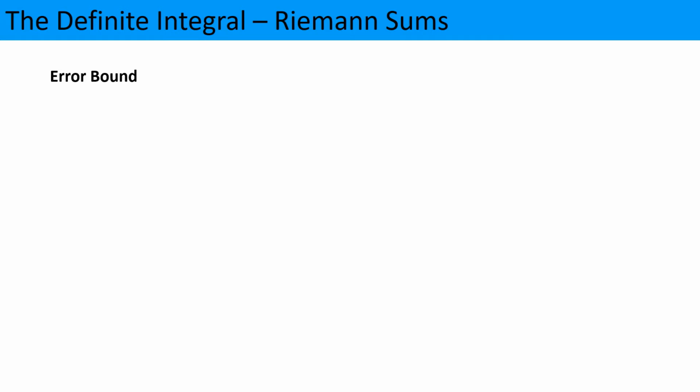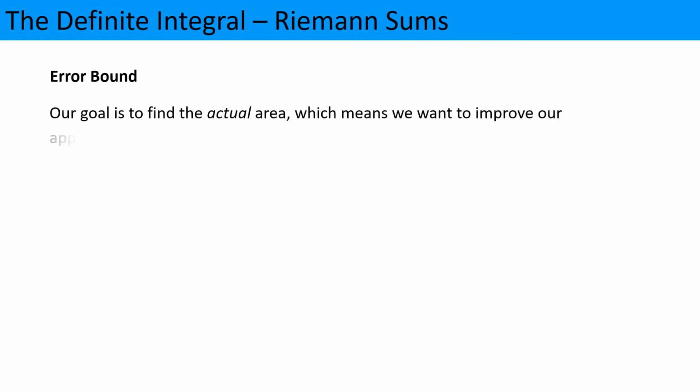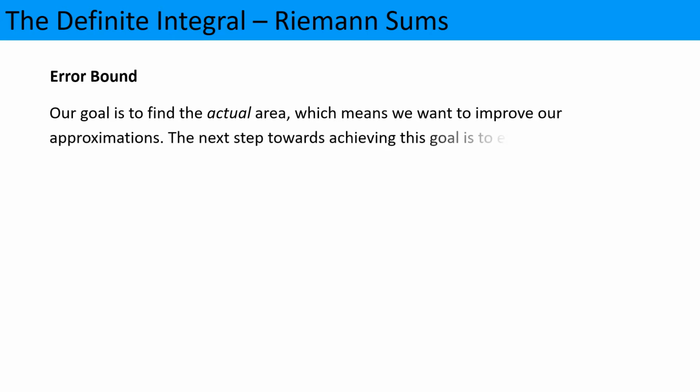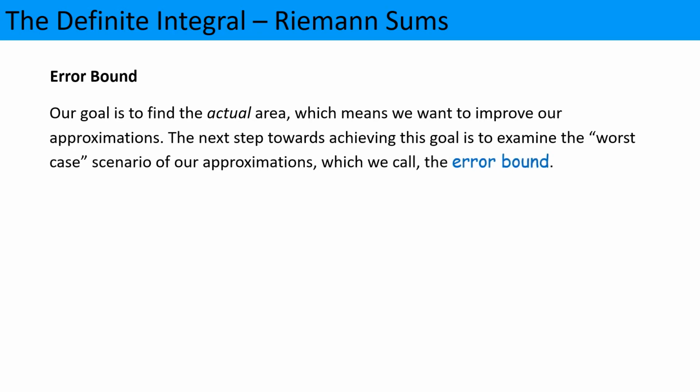Error bound. Our goal is to find the actual area, which means we want to improve our approximations. The next step towards achieving this goal is to examine the worst case scenario of our approximations, which we call the error bound.